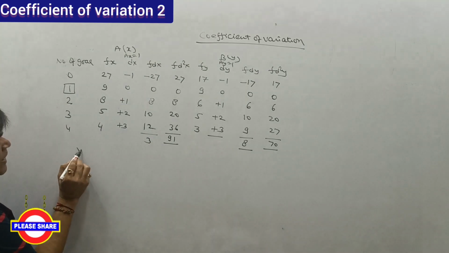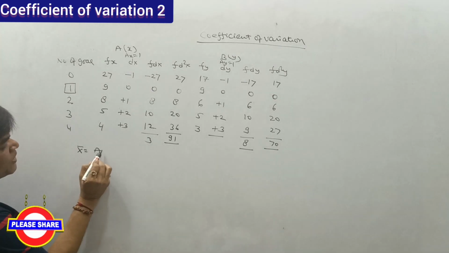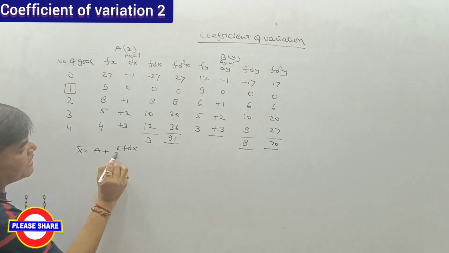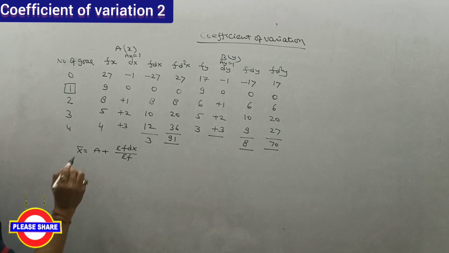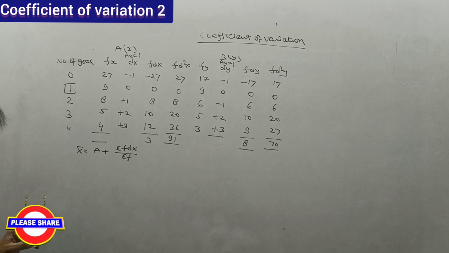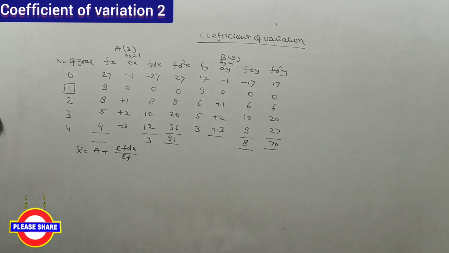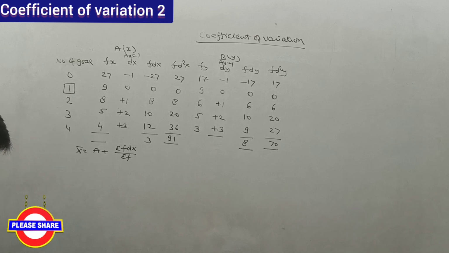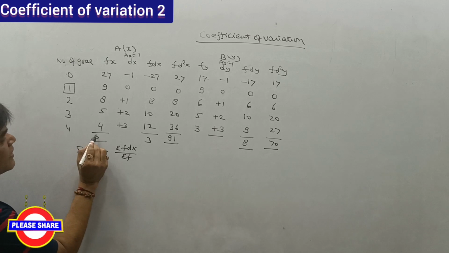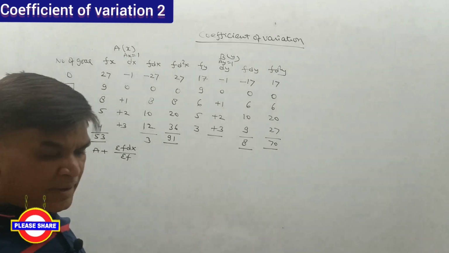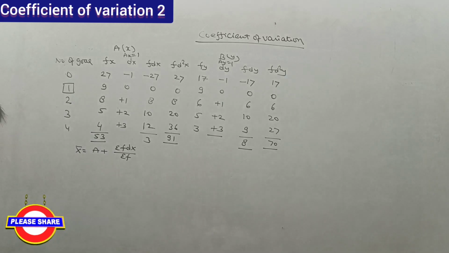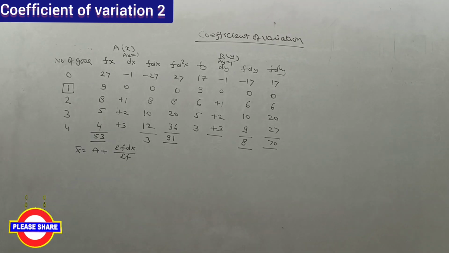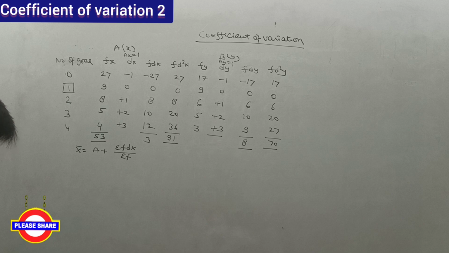Here the value of x bar is the assumed mean of x plus sigma f dx divided by sigma f. Total of f is 27 plus 9 plus 8 plus 5 plus 4, that is 53. So the total of the first x is 53. For y, 17 plus 9 plus 6 plus 5 plus 3, that is 40.